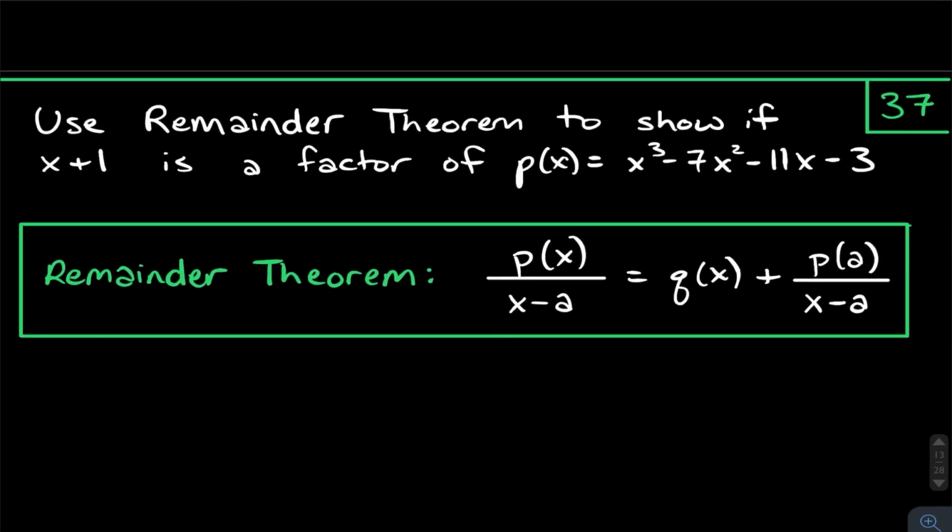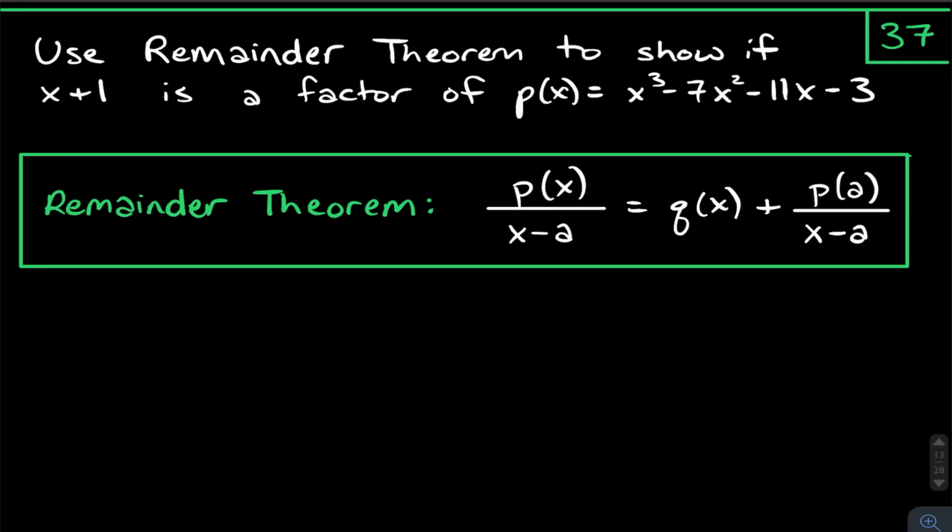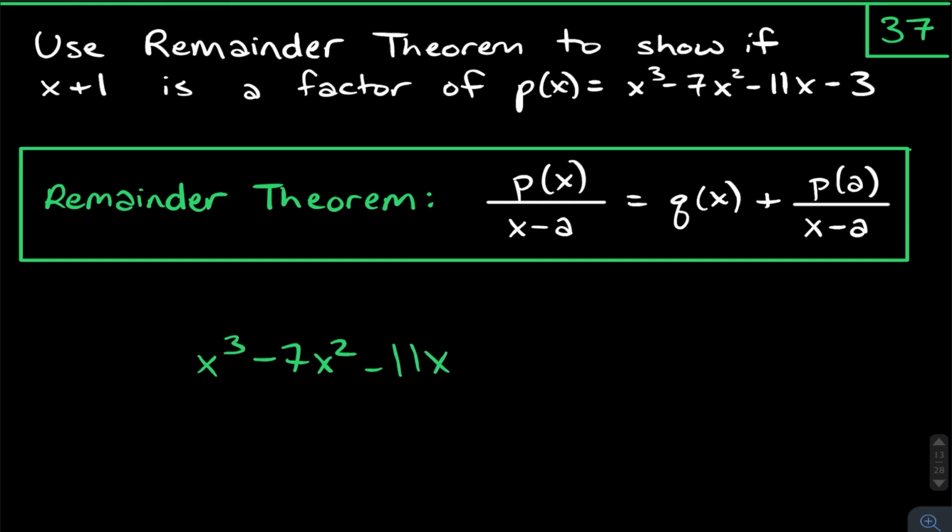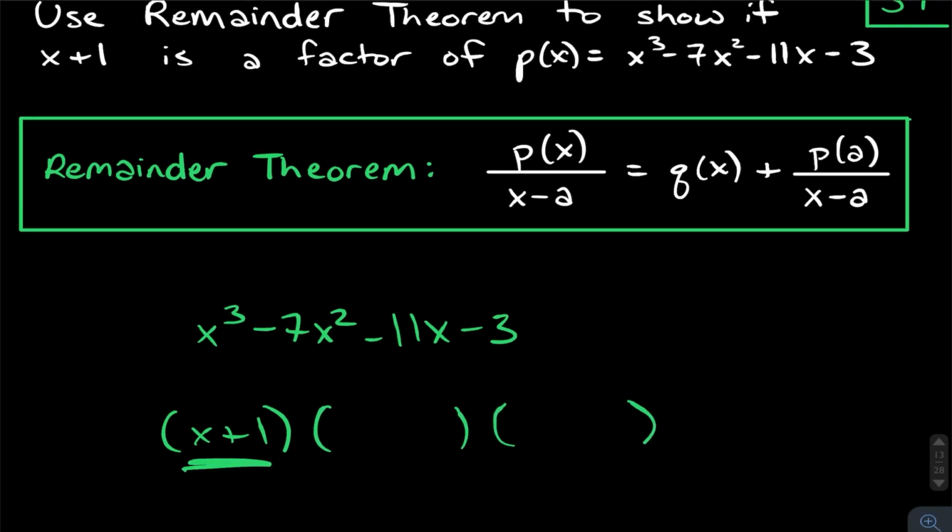Okay, so moving on to problem 37, let's talk about remainder theorem. We're going to use remainder theorem to show if x plus 1 is a factor of p of x equals x cubed minus 7x squared minus 11x minus 3. I have the remainder theorem down below, but first off, let's make sure we understand what this question is asking. We want to see if x plus 1 is a factor of this. That means that when we actually go through and factor this thing, we want to be able to write it as x plus 1 times some other stuff, and x plus 1 needs to be one of those factors.